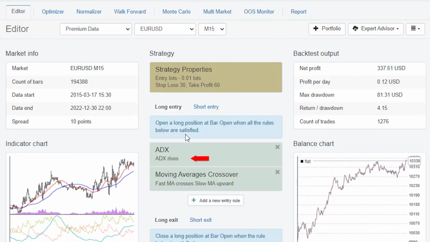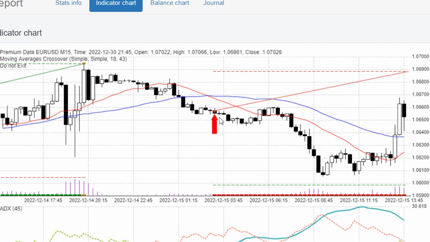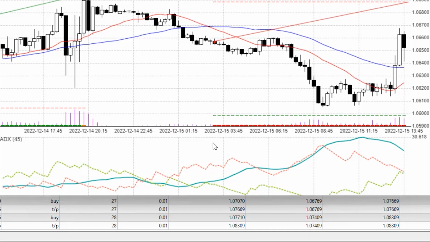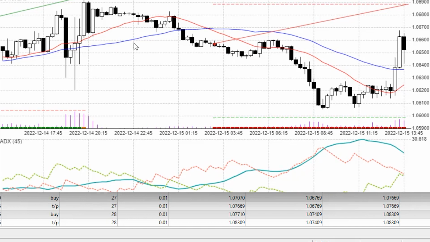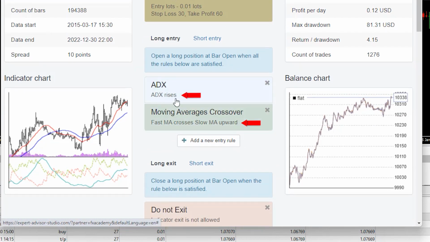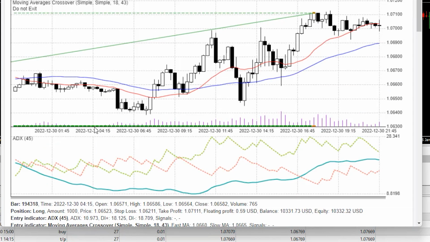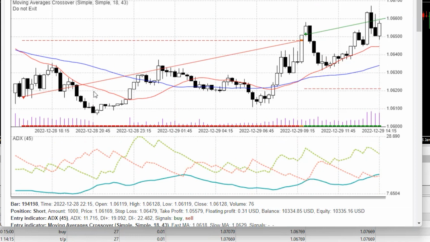One more time, for the long trades, we need to see ADX rises. So if I just zoom in a little bit, you will see that at that moment we had the short trade open because the fast moving average crossed the slow moving average downwards, and at the very same time the ADX is rising. Now keep in mind that if we have a long trade, we need to see ADX rises and the fast moving average crosses the slow moving average upward. And for the short trade, it will be the opposite for the moving averages, but still we need to see the ADX rises.